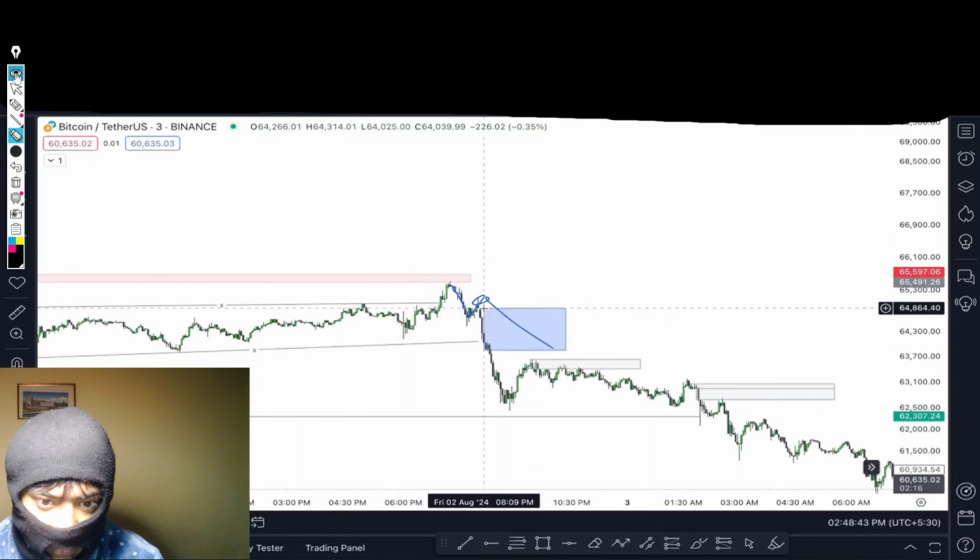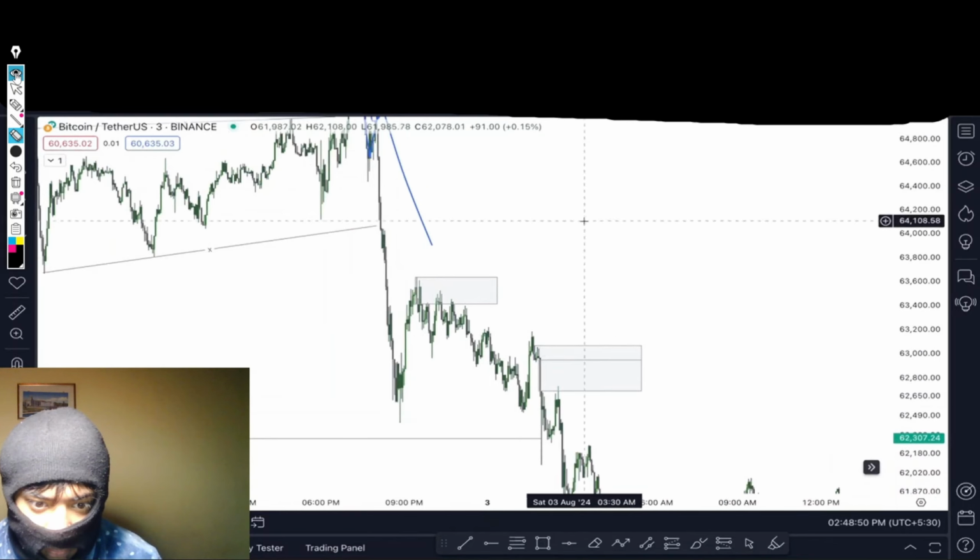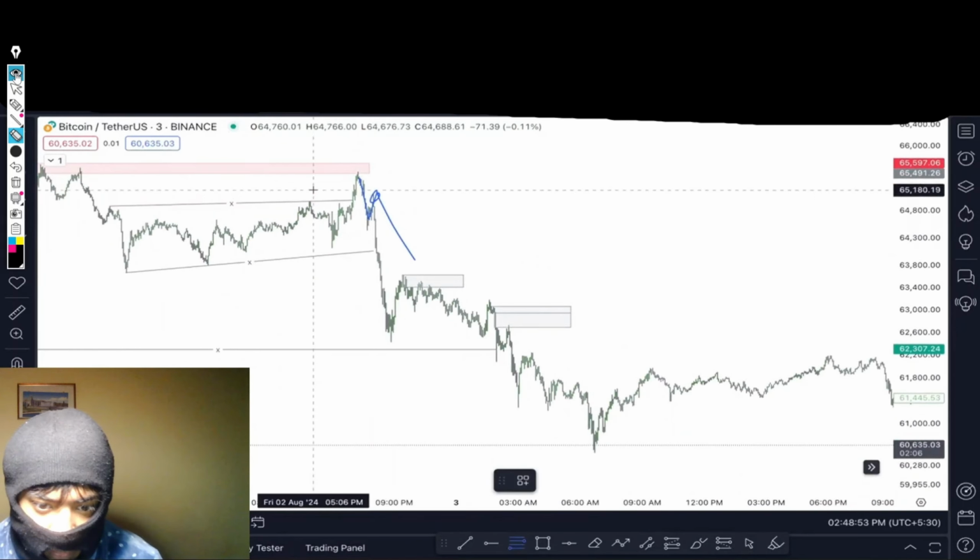I also explained the inside bar. Now you'll ask why it didn't work. I explained the reason for that too. Why? Because, brother, this is your entire zone. If you look at this entire zone, let me talk about this entire zone.